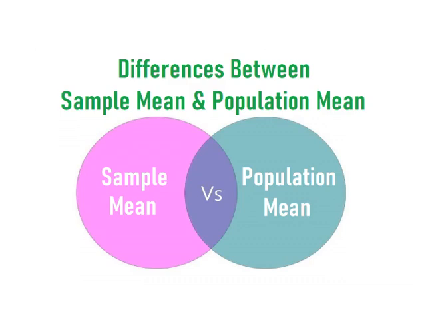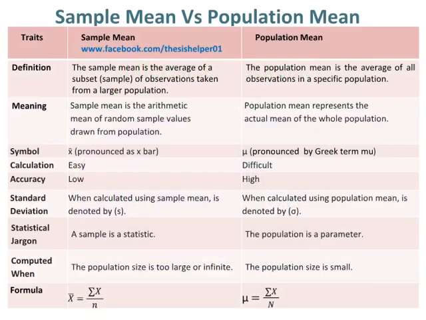Differences between sample mean and population mean. Sample mean versus population mean. The sample mean is the average of a subset, a sample of observations taken from a larger population. Whereas, the population mean is the average of all observations in a specific population.